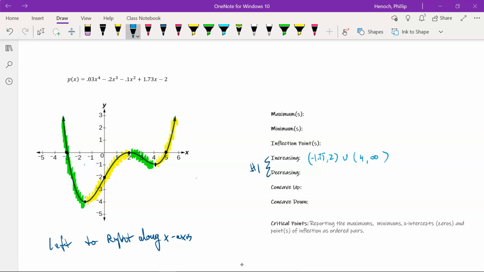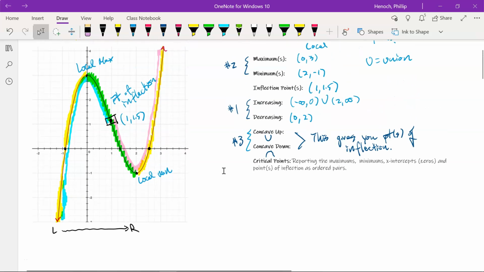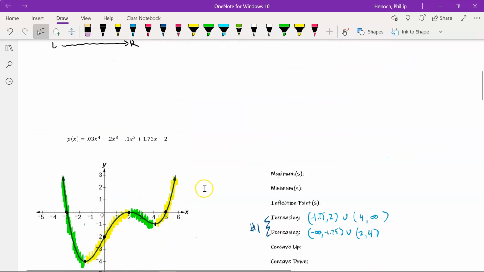Now it's decreasing. Again, reading it left to right, it's decreasing from negative infinity to where I started increasing, which is negative 1.75. And I'm decreasing again. This one's a little bit easier, from 2 to 4. And notice how these line up. Negative 1.75, negative 1.75, and then 4, 4. You can check your work, because an increasing behavior is going to be followed up with a decreasing behavior, and then an increasing behavior, and then same thing here.